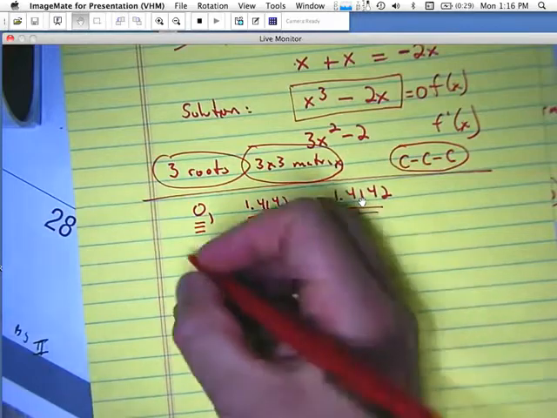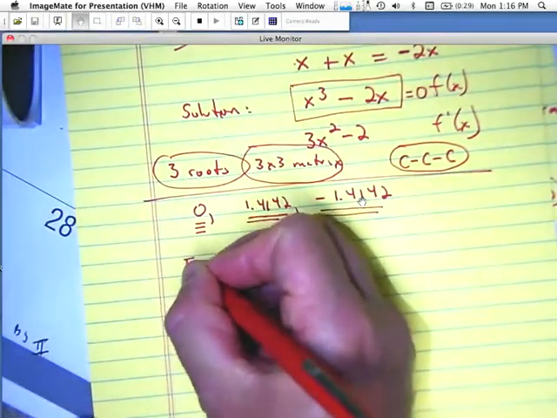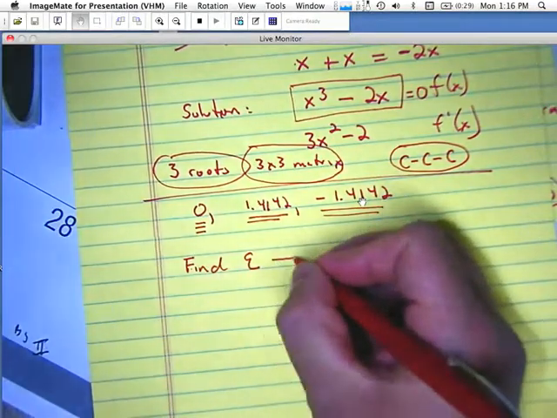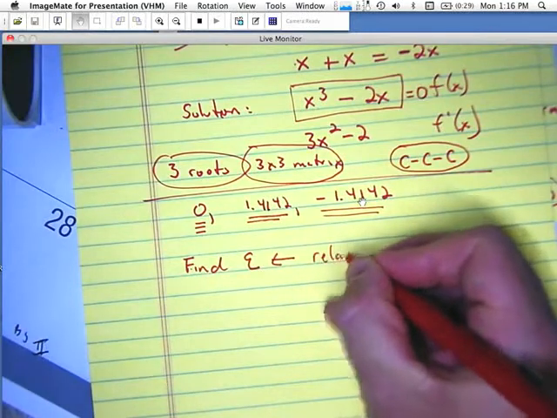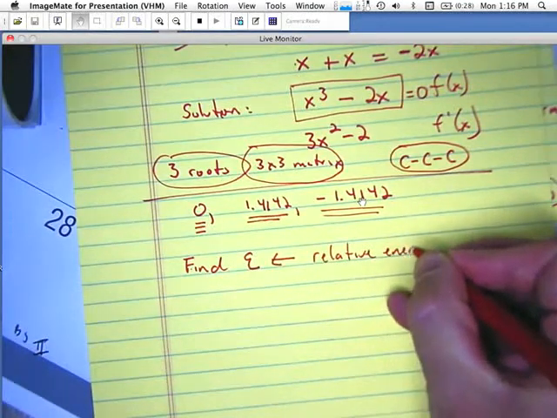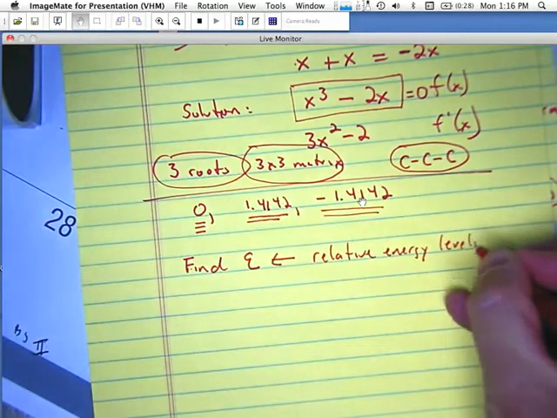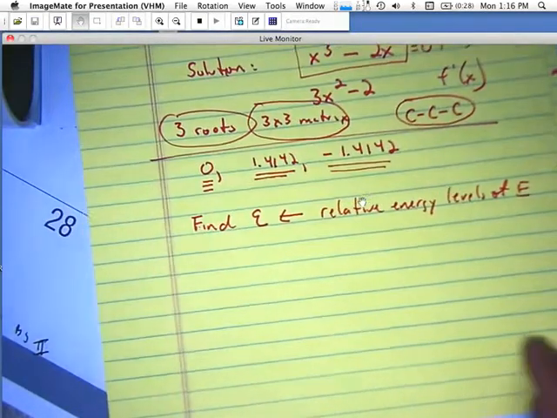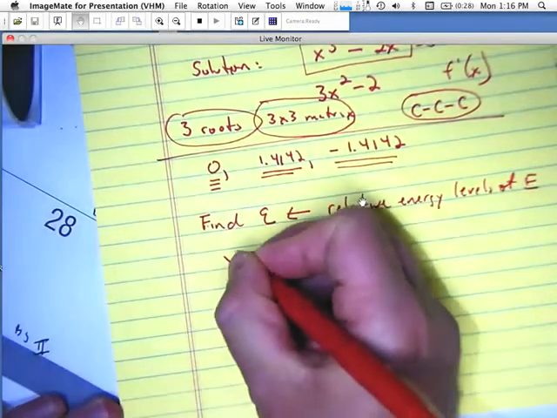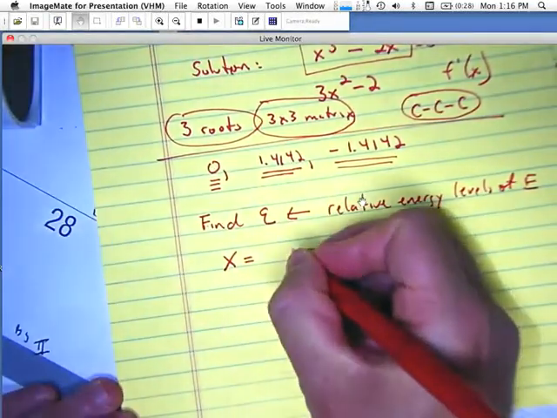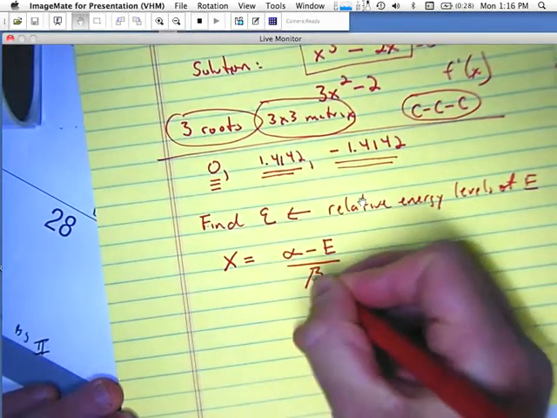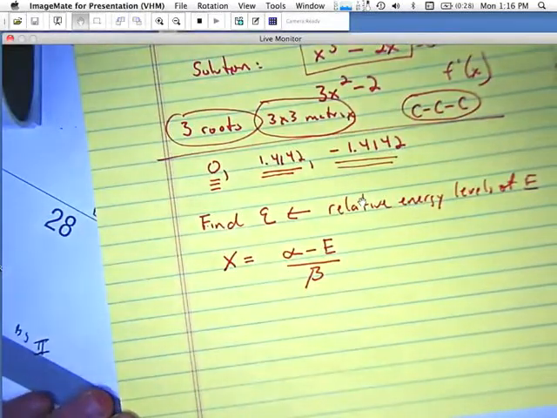Okay, so what we've been saying all along is if we can solve these matrices, we can find the value of x. What that really means is I can find the relative energy levels of E. I'm not going to be able to find a specific number like minus 60 kilocalories, but I'm going to be able to find some of the relative energies. So this x I can replace with this mathematical formula, and that's alpha minus E over beta.